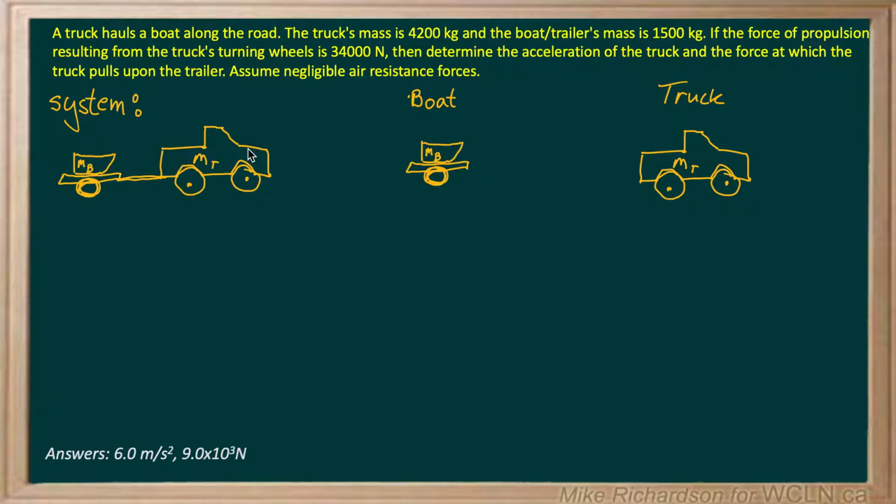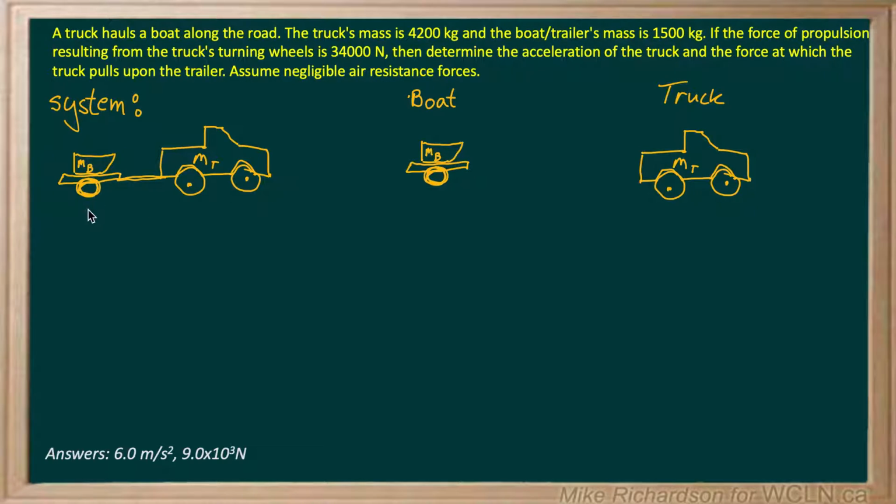Here we've got a truck of mass 4,200 kilograms pulling a boat on a trailer with a combined mass of 1,500 kilograms. The hitch in between the truck and the boat is under some tension, which is why the boat accelerates with the truck. Now, once again, we're going to look at the entire system, construct a free body diagram, come up with an equation of motion, and then we're going to look at the individual masses and repeat the process. Looking at the entire system, let's label all our forces.